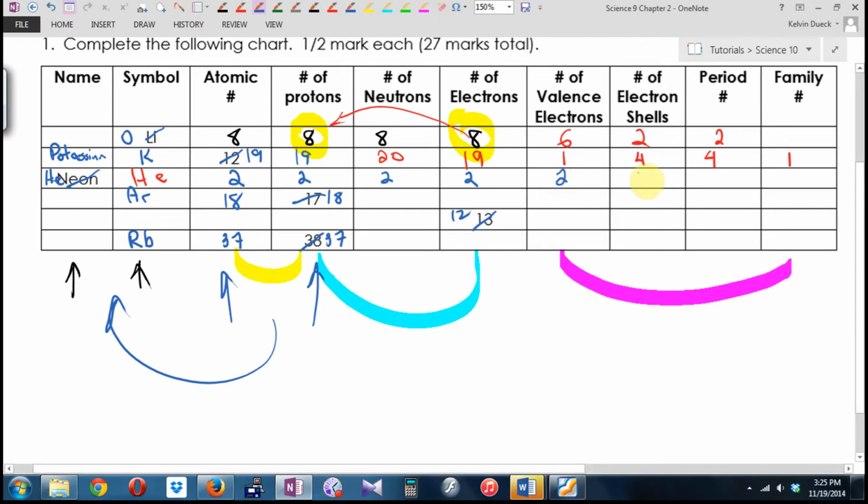I'll try and come up with something stupid, but I haven't yet. So how many electron shells? 1, because it's in the first row. What's its period? Period 1. What's its family? Family number 18, and those have a special name. Family 18 is part of the snooty noble gases. Okay?